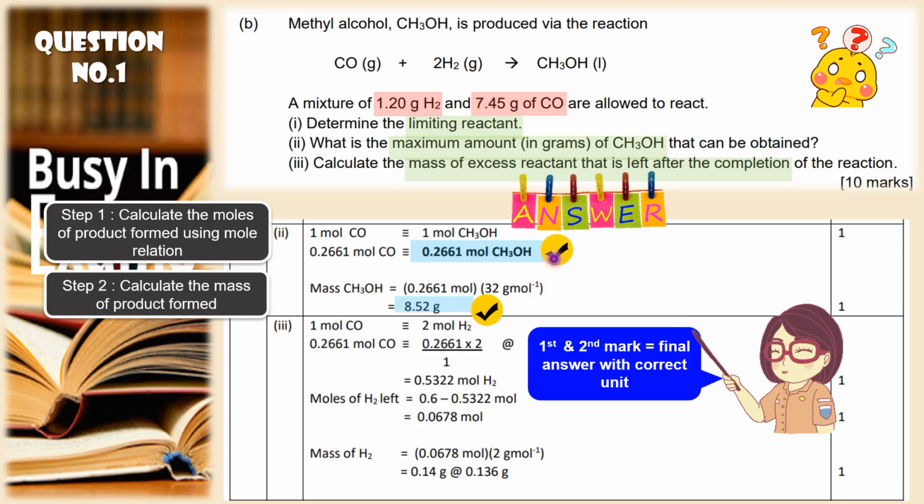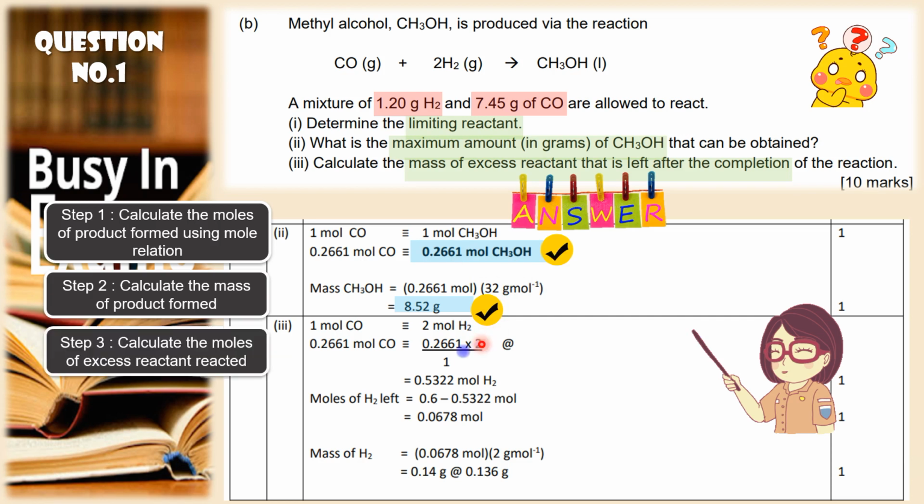Okay, so the first mark is given to you when you calculate the mole of product formed. Second, refer to the final answer with the correct unit. Okay, right. So next, step number 3, calculate the mole of excess reactant reacted. Right, so the excess here refers to the hydrogen gas, so that's why you have to calculate the mole of H2 reacted, by using the mole relation.